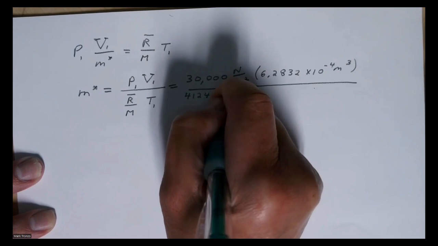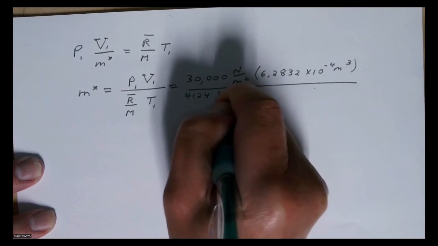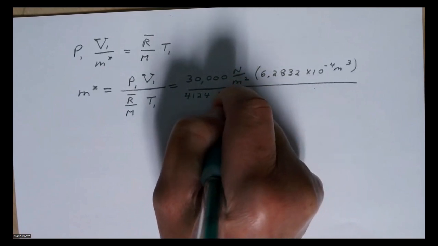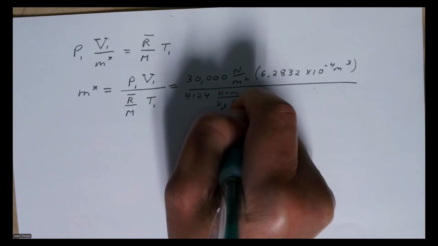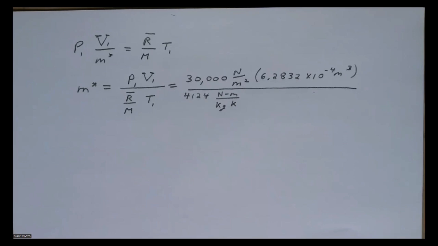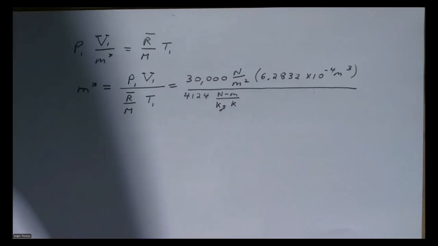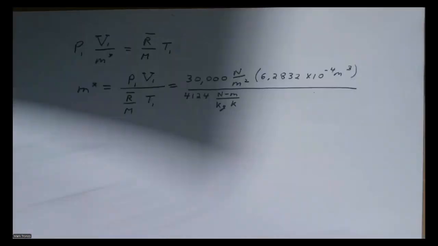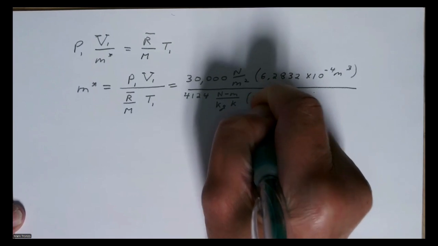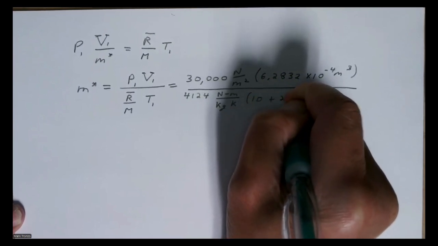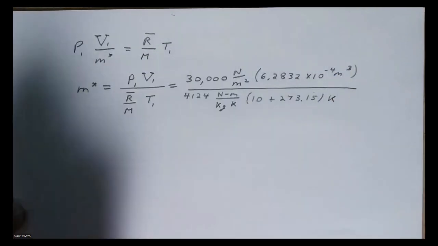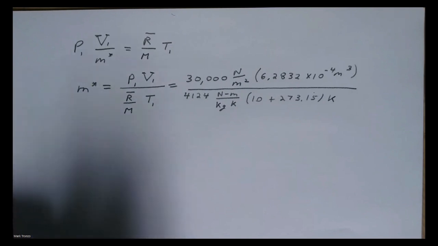And again, a joule is a newton meter. And that's per kilogram degree K. And times the temperature. Now we have 10 degrees C. We're going to have to change that to Kelvin. So that's 10 plus 273.15 Kelvin, like this.